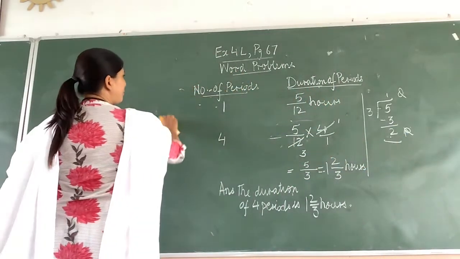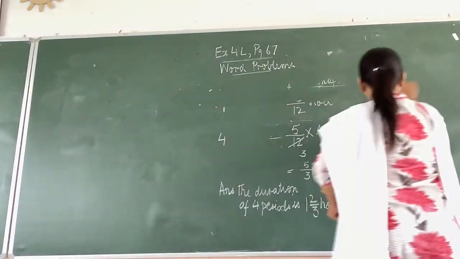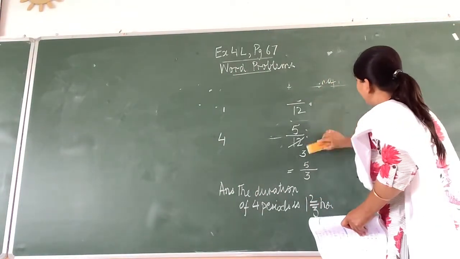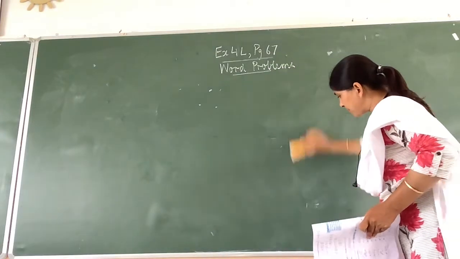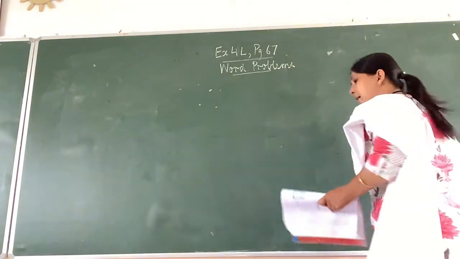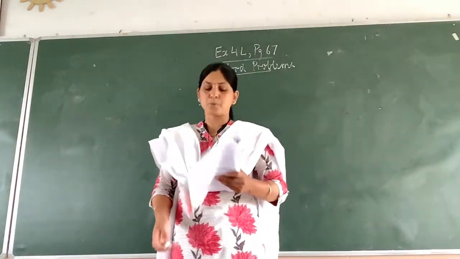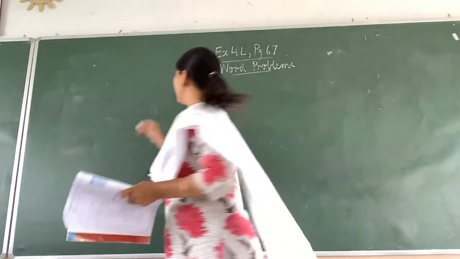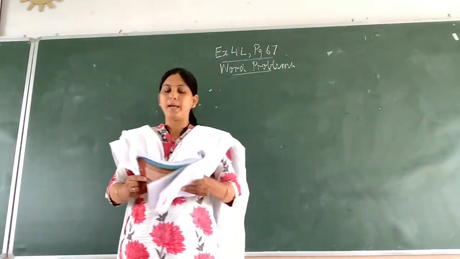Now, you will do problem number 1 in the practice notebook. Now, problem number 3 I will explain. The main thing about word problems, children, is that you have to read it 2-3 times so that you understand. When you understand the word problem, it becomes very easy to solve it. Now, see, the third word problem we are going to do, again with the headings.